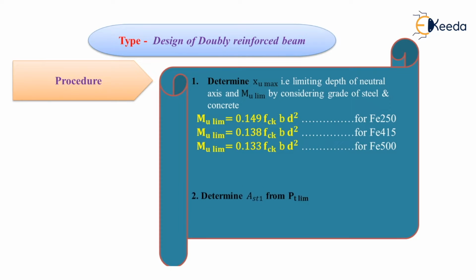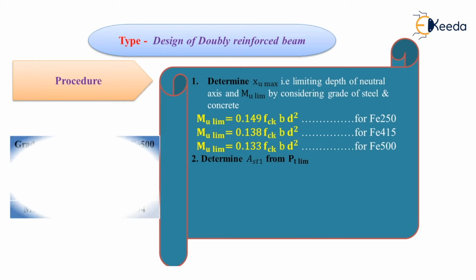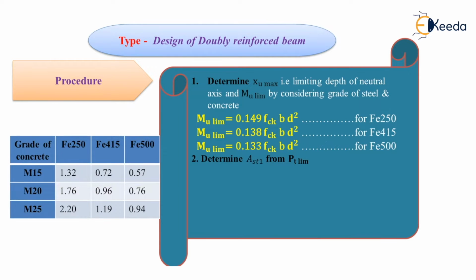After that, we will determine Ast1, that is area of steel in tension 1, from pt limit, that is percentage of steel limit. Here is the short table I have given based on the grade of concrete and grade of steel. You can directly take the value of pt limit from here. We know the formula for pt, that is percentage of steel is equal to Ast upon b d, and from that we will find out the value of Ast1.